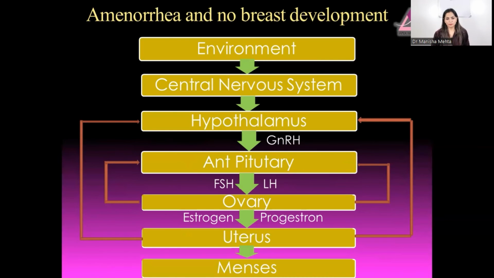Now we are going to talk about two situations where good secondary sexual characters are not developed. If there are no secondary sexual characters, there are two possibilities. Either the ovary is not functioning, which is why estrogen and progesterone are not there, or there is a problem at the level of the hypothalamus and anterior pituitary, so it is not secreting FSH and LH, and that is why the ovary is not producing.